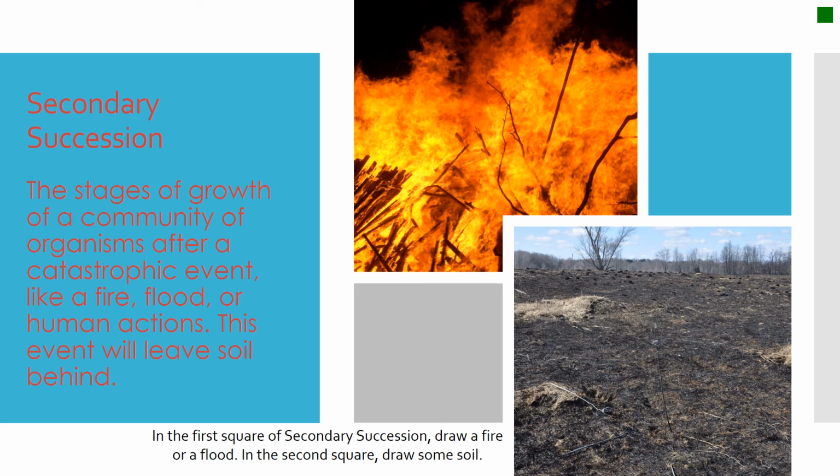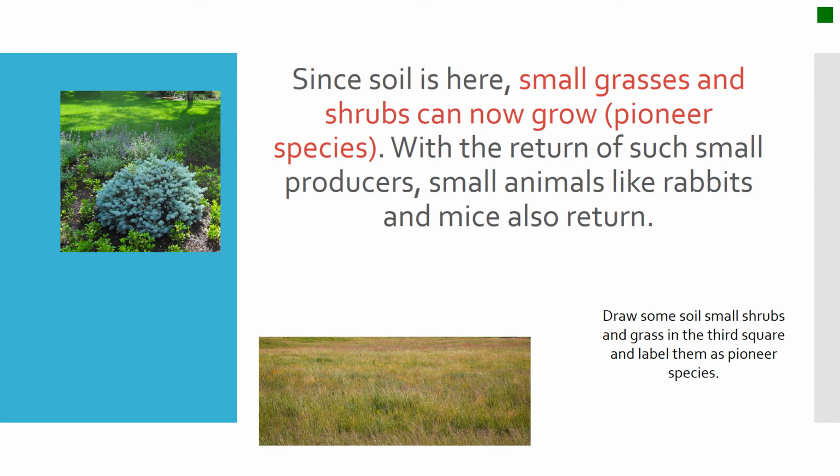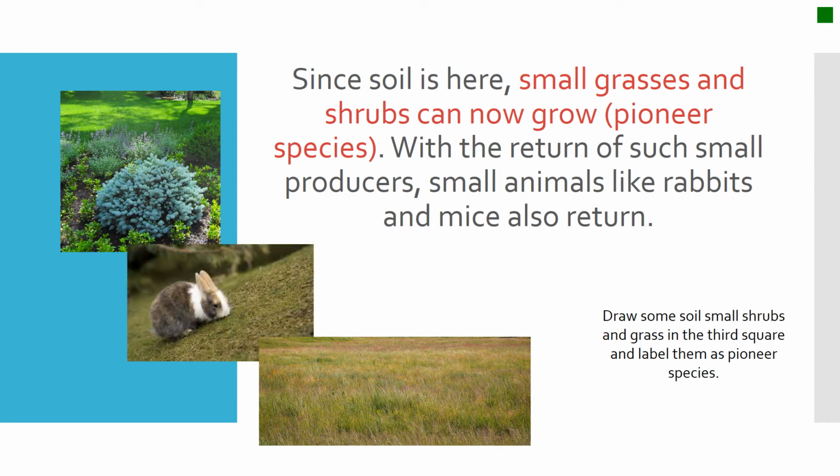I'm moving on to the third box, or the next stage of secondary succession. Since soil is here, and once again we're just talking about a fire or a flood or even human involvement in the environment, I don't have to create soil from scratch. So small grasses and shrubs can grow a lot faster. These are going to be my pioneer species in secondary succession. Why? I don't have to create soil from rocks. Nothing is growing on a rock.